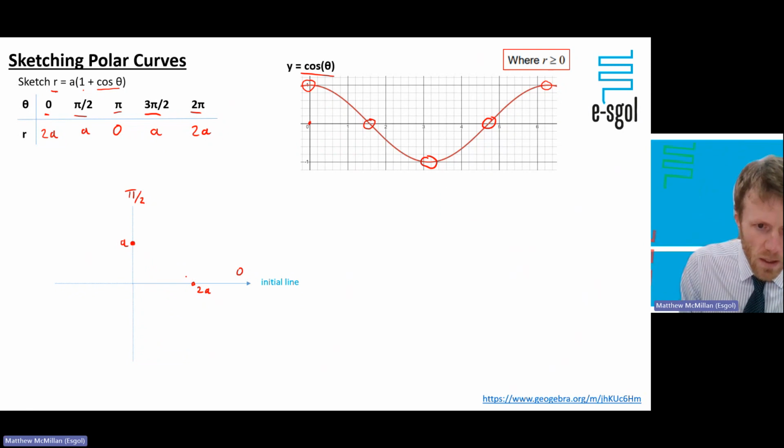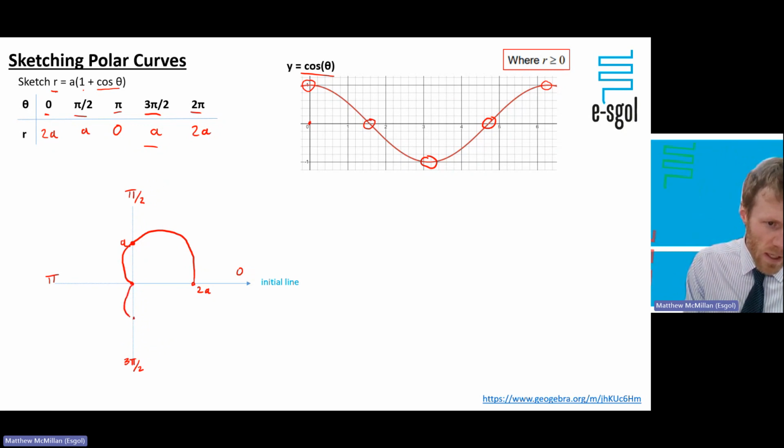But we're going to get this sort of shape getting to that point. Then it looks like by the time we get to pi revolutions, we're going to be back at 0. So we're going to be coming back in like that. And then the next point is 3 pi over 2. So 3 pi over 2 is revolving around to this point here, and we're getting another A. So it feels like there's a bit of symmetry here.